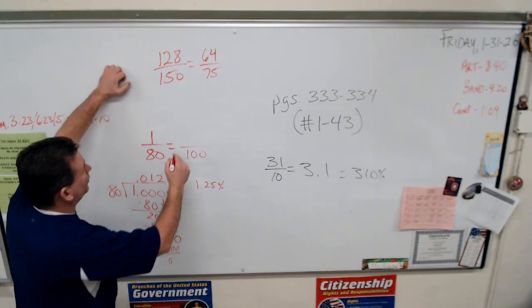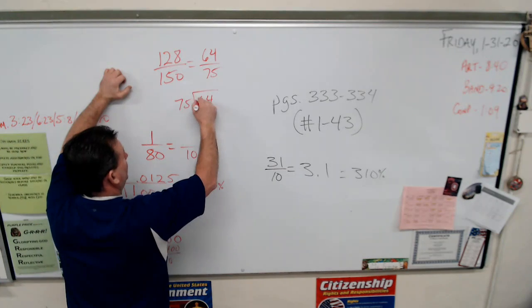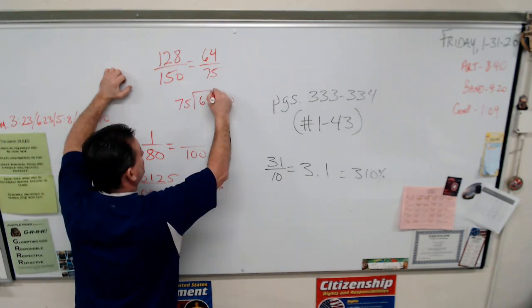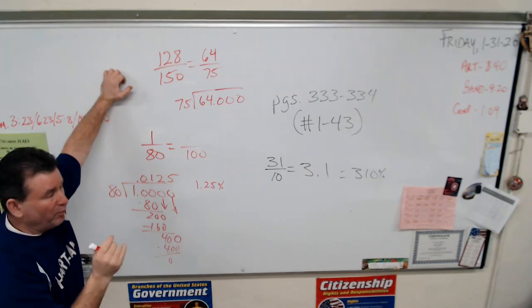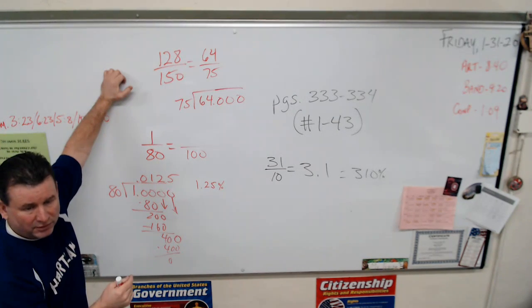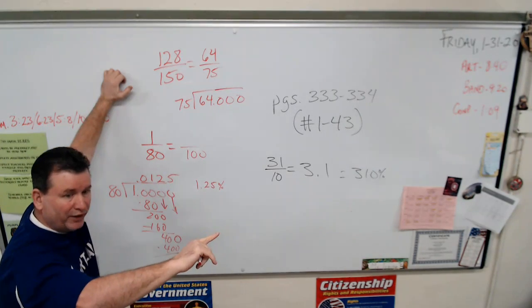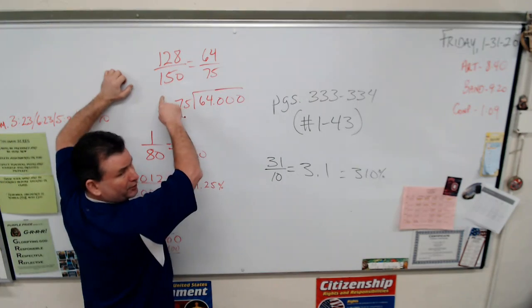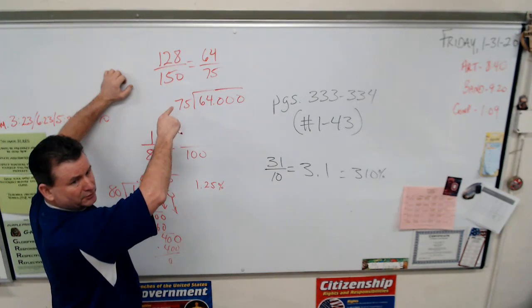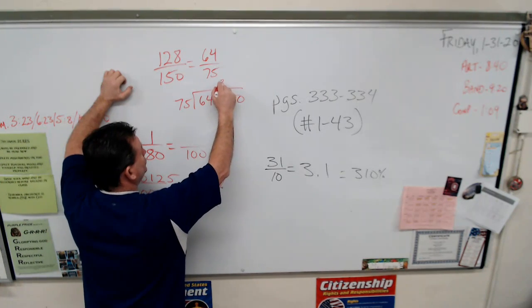So 64 divided by 75 is going to get me, Elise, a decimal, right? And once I get that decimal, I can change it to a percent by moving it 2 places to the right. Did I write the fraction correctly? I only have 8 minutes. That's 100.